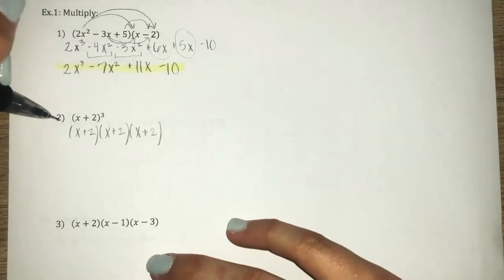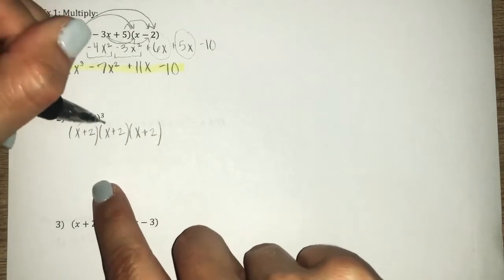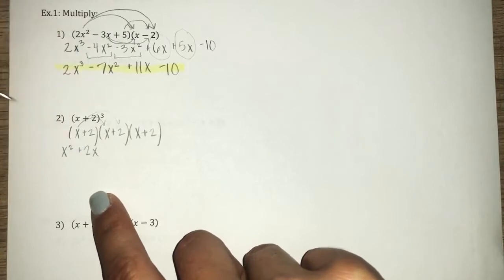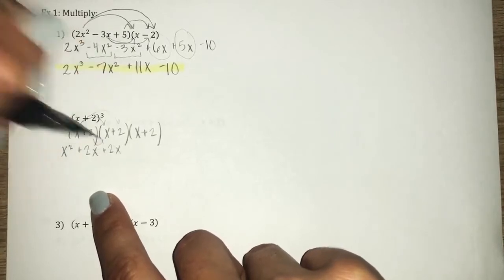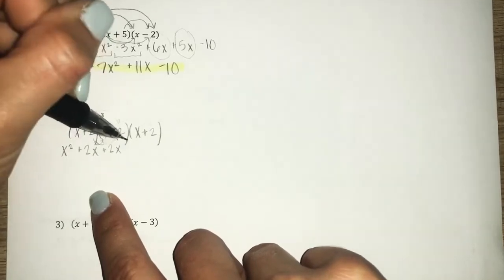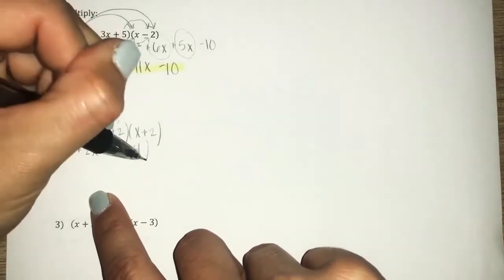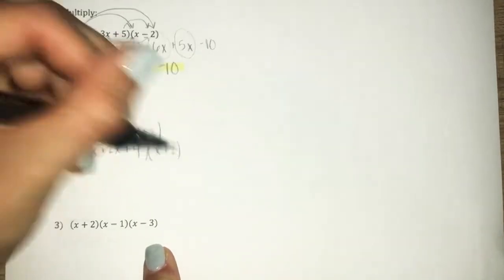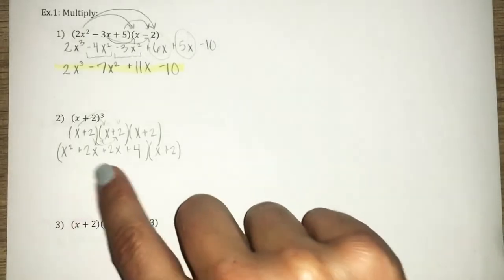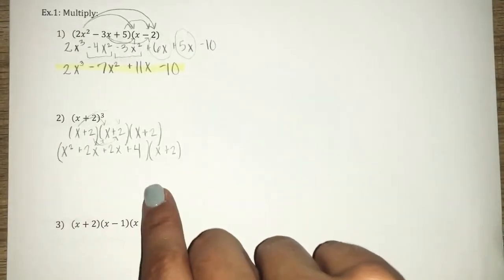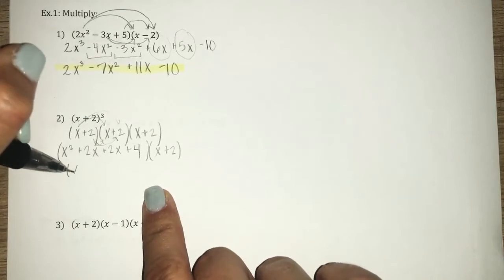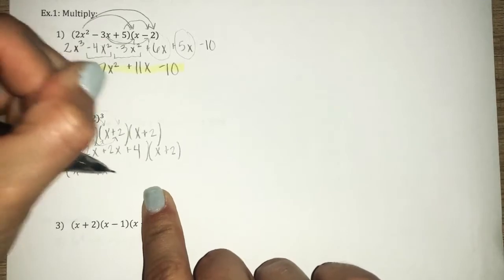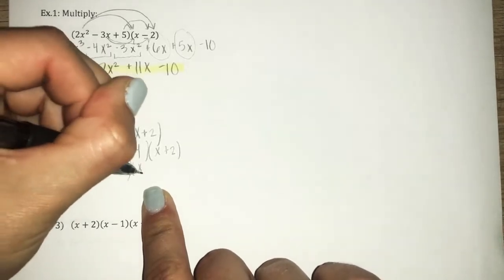So if we FOIL just the first two here, x times x is x squared, x times 2 would be plus 2x, 2 times x would be plus 2x again, and then 2 times 2 would be plus 4. And then I still have this times x plus 2 after it. And then I can combine like terms in here to make it a little bit easier to multiply again. So when I do that, x squared just comes down, 2x plus 2x is 4x, plus 4 times x plus 2.